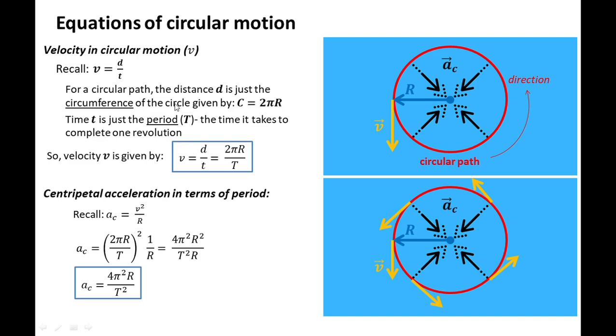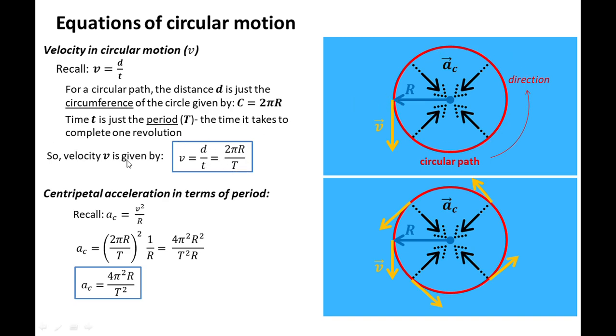So therefore, given this equation, we can calculate the velocity of the object during circular motion by doing this. We just copy this equation, and then we replace distance by the circumference. So d is equal to 2 pi times the radius, divided by the time it takes for the object to complete one revolution, that is just equal to the period.